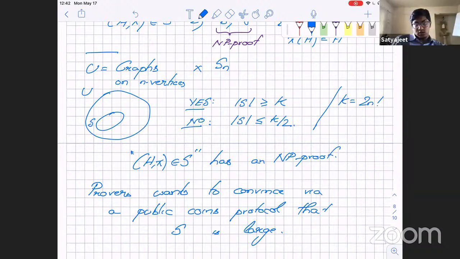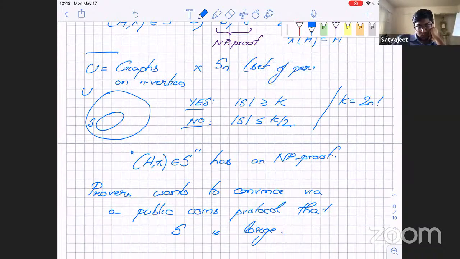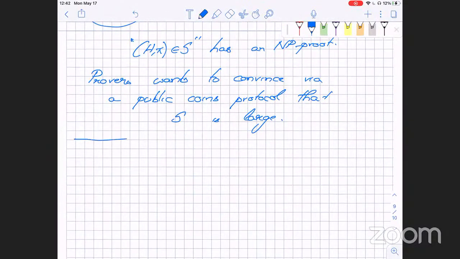Yes, yes. So just one thing, this Sn is the set of all permutations, right? Of the n. Yeah, Sn is the set of permutations. Okay. Yeah, so this will lead us to what I'm going to call the set lower bound protocol.